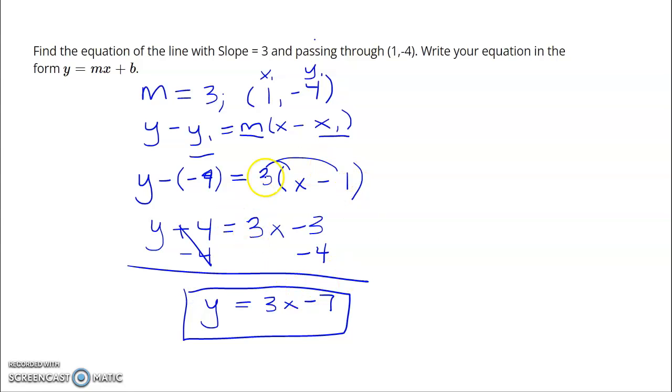So just make sure to use this formula, leave y and x as is, and then just solve for y.